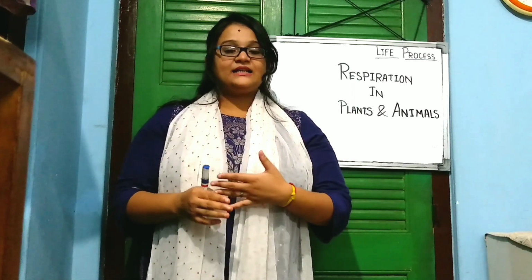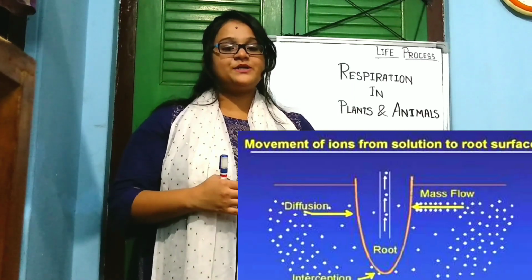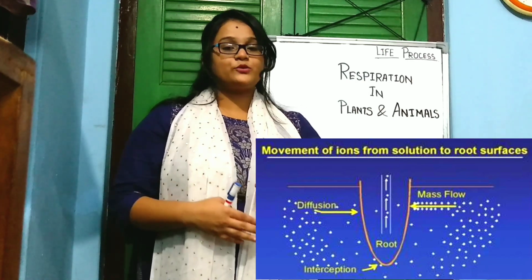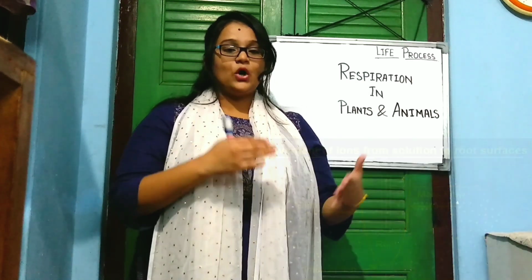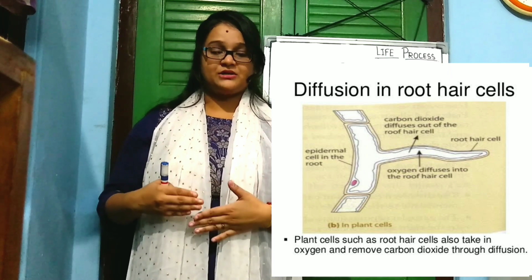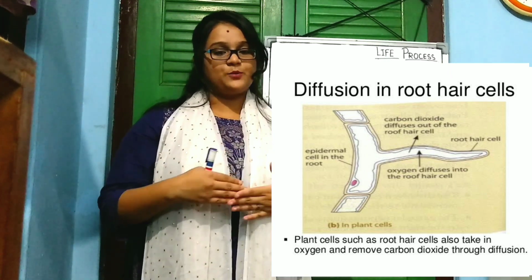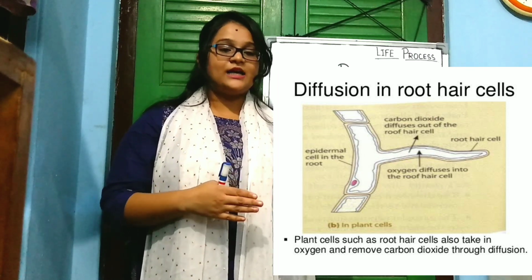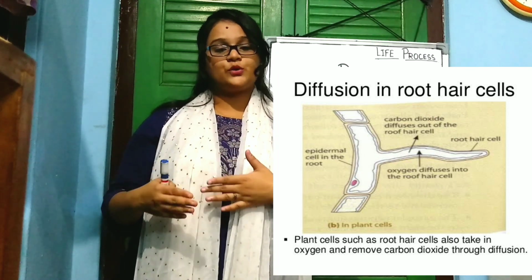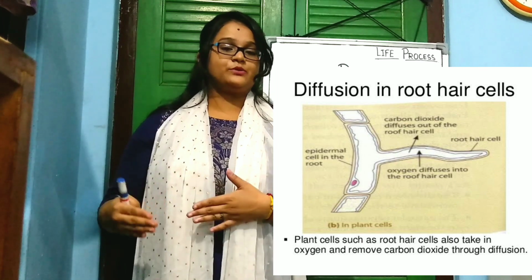The root of the plant takes in oxygen that is present between the particles of the soil by the process of diffusion. The oxygen gets diffused into the root hairs and reaches all other cells of the roots for respiration. Carbon dioxide produced moves out through the same root hairs by the same process.